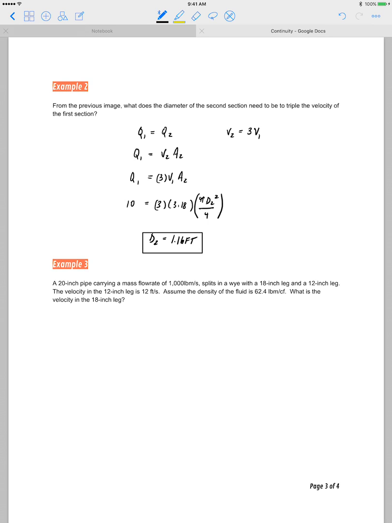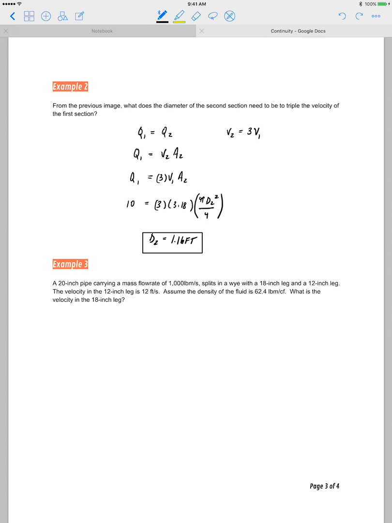So these questions are rather simple. I mean, the math is simple, but for an AM question, we can definitely see something that's simple with an element of a trick added to it. In this case, we saw that the question asked what it would take to triple the velocity of the first section, and in that case, we knew that was 3 times V1. Okay, and that moves us on to the final example for this session.